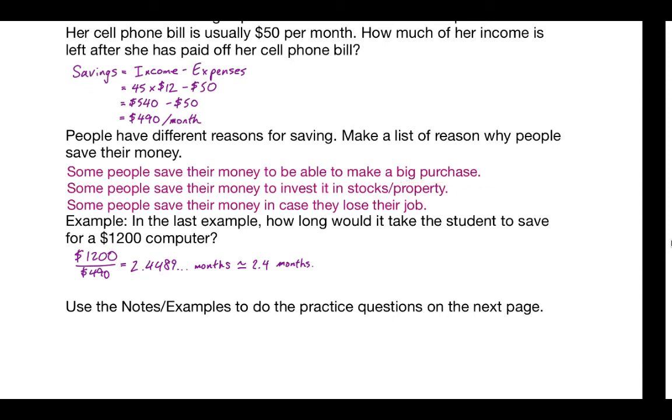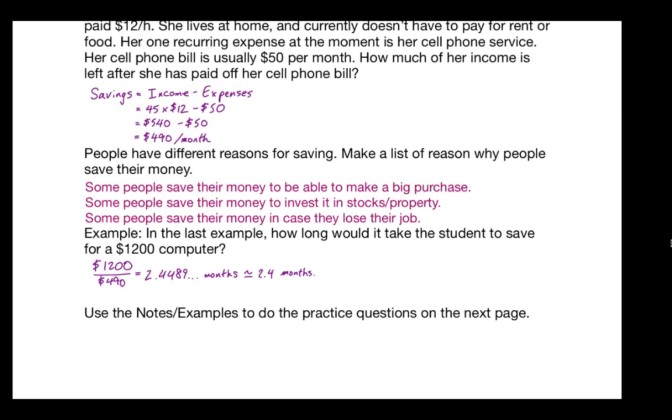Some people save so that they can invest in something like stocks or property or other things. And some people are smart. They recognize that, hey, if I get sick, heaven forbid, I can't work. If I lose my job, if I can't do my job for a while, if I have some savings I can fall back on, that will help to ride out those tough times until you're able to find a new job or get back to work if you're sick.